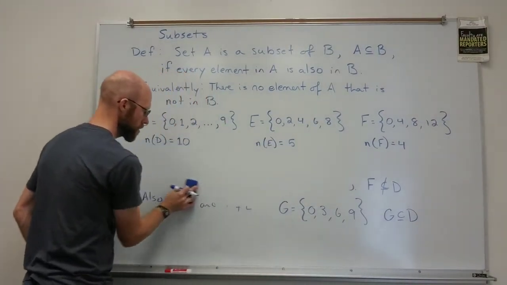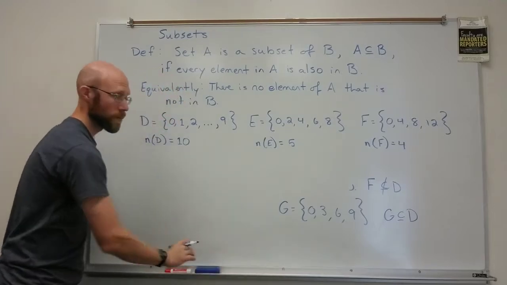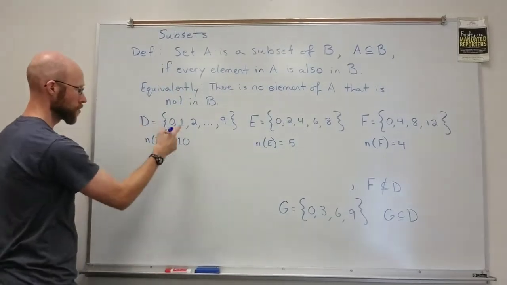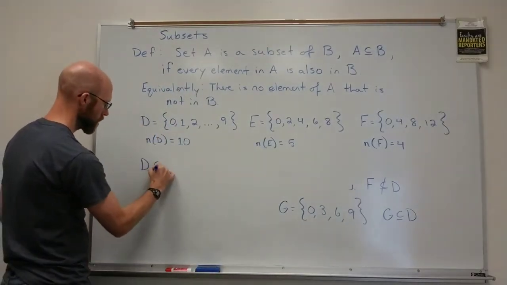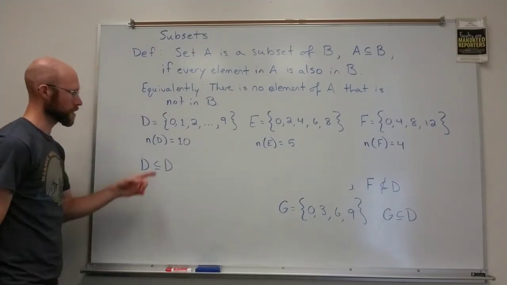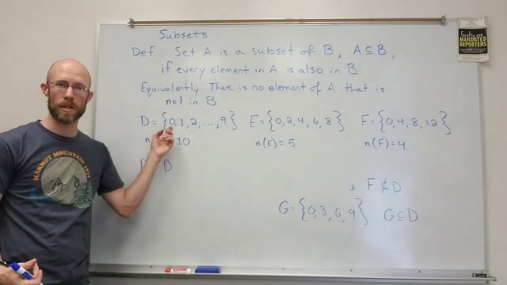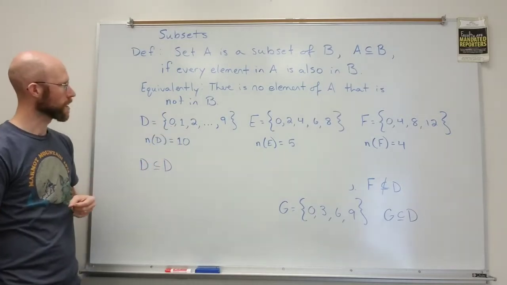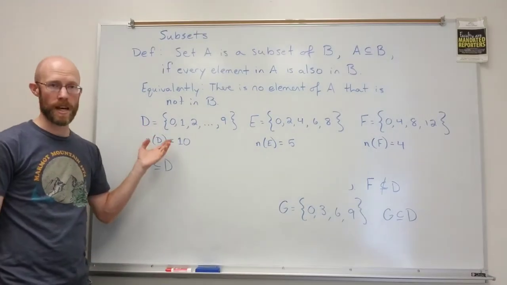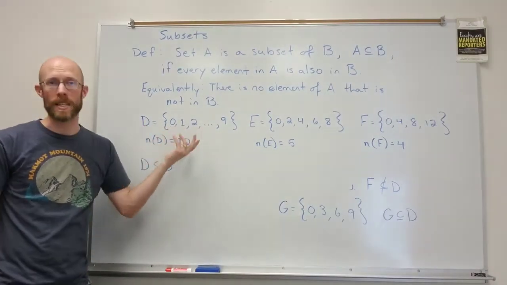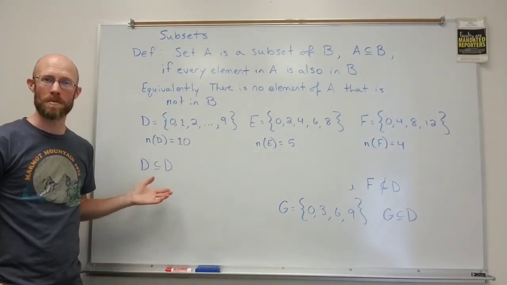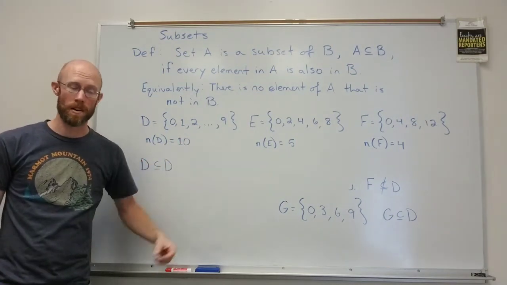Any set ends up being a subset of itself. Okay, so we could say here that D is a subset of D because every element in D is also in D, and there is no element in D that is not in D. So every set is a subset of itself.